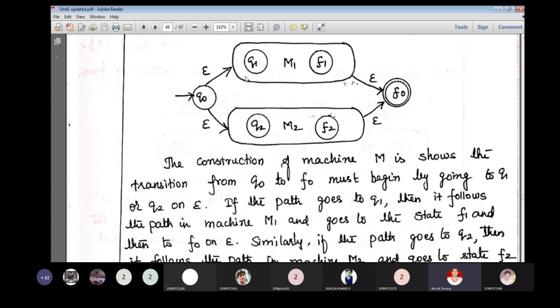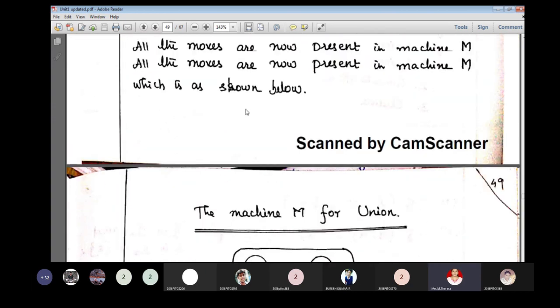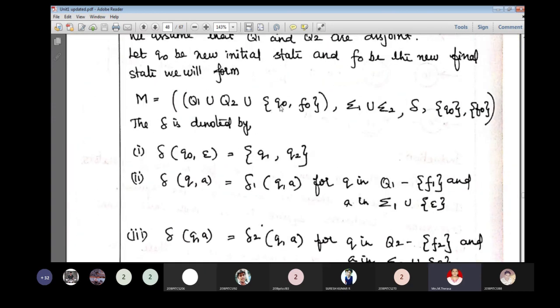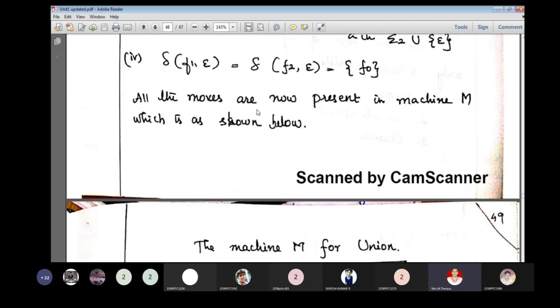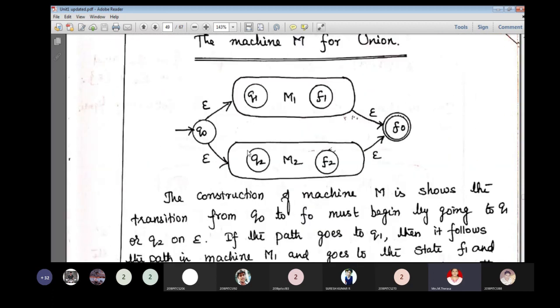M is the machine. Clear? So a new machine which can accept the string R1 plus R2. For that, how can you build? You have to introduce a new initial state and a new final state. So here the set of states includes Q0 and F0. Yes, we have added two more states, Q0 and F0.